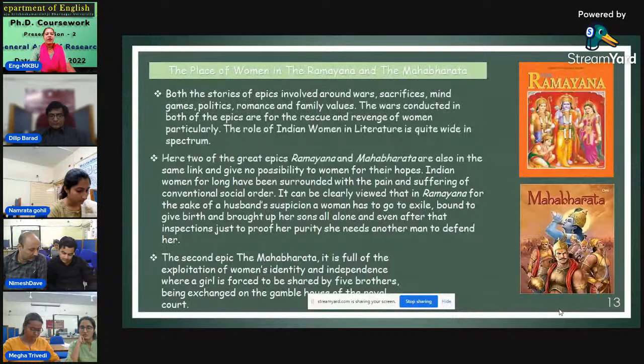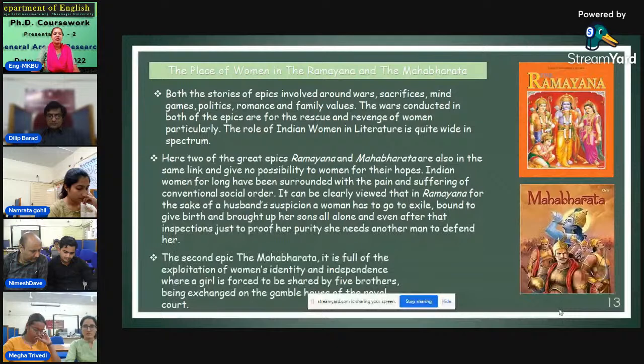The role of Indian women in literature is quite wide in spectrum. Here, the two great epics, Ramayana and Mahabharata, are on the same line and give women no possibility for their hopes. Indian women have long been surrounded by the pain and suffering of the conventional social order. In the Ramayana, because of her husband's suspicion, a woman has to go into exile, is bound to give birth and bring up her sons all alone, and even after that, to prove her purity, she needs another man to defend her.